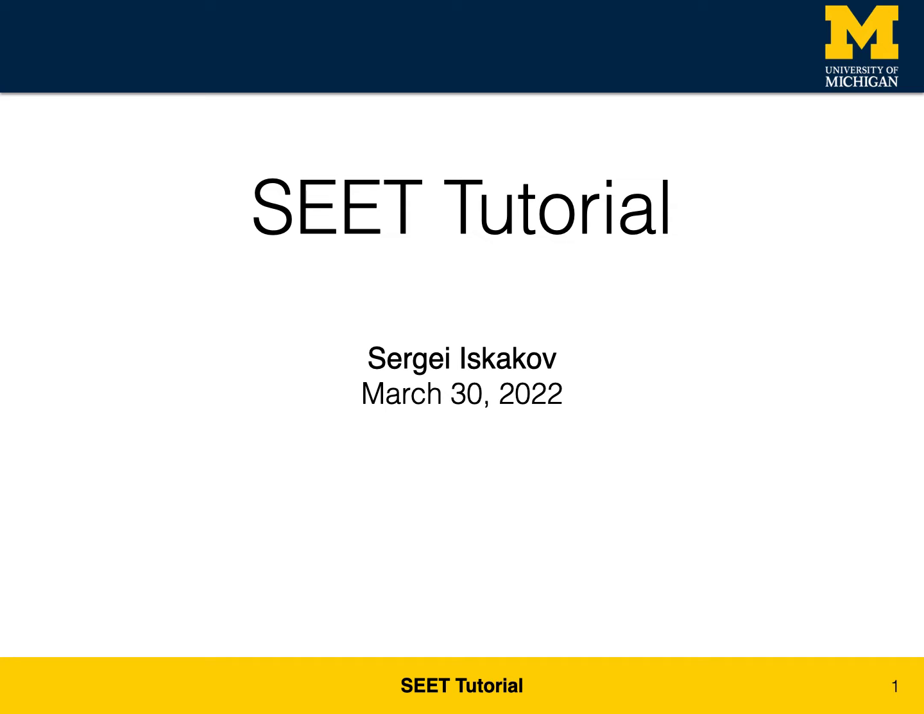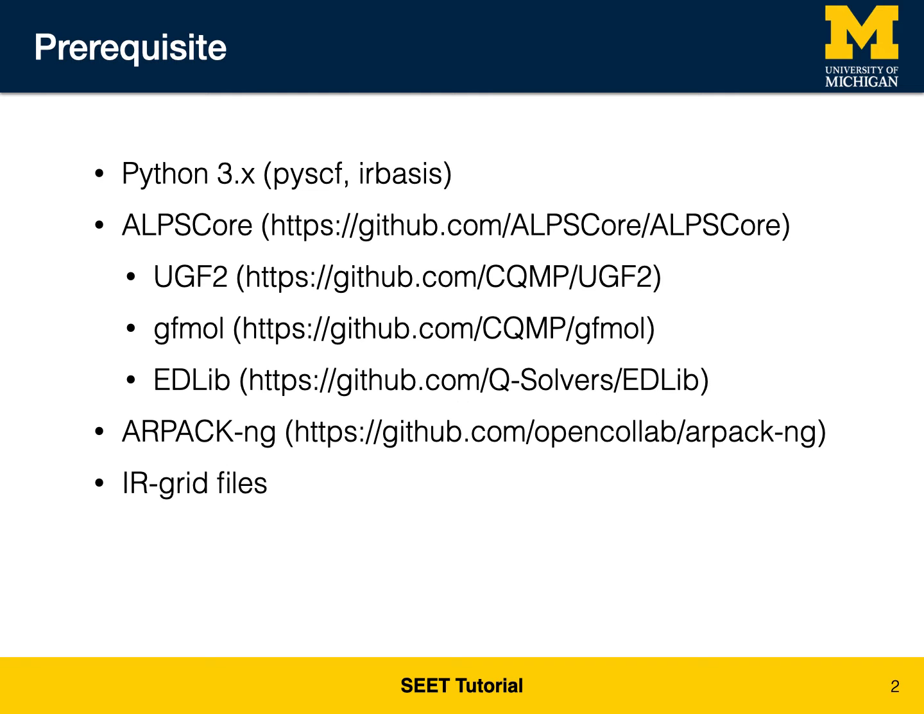So first of all, to run this code, we need to know what we need to install. Basically, this is all the software we need to have. First, we need Python 3 with PySCF and the IR basis package. Then we need ALPSCore and 3 packages that depend on ALPSCore. Basically, it's UGF2, which we use for the weak coupling solution. It's either GF2 or GW.